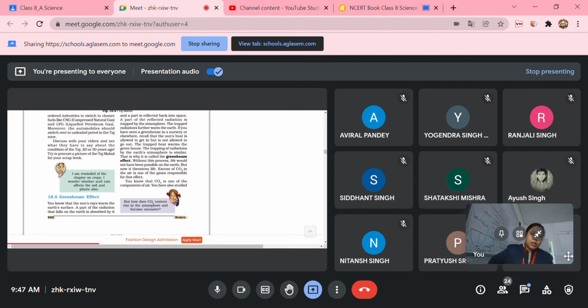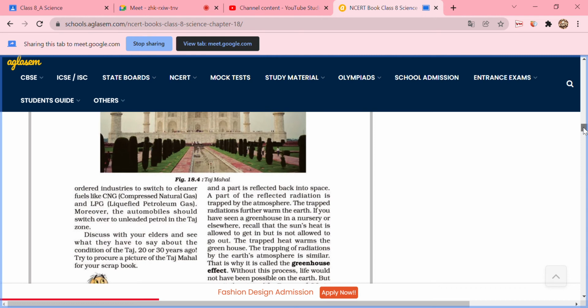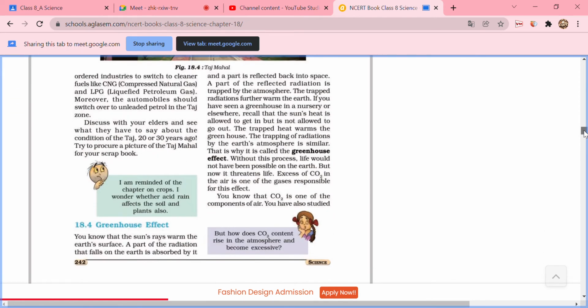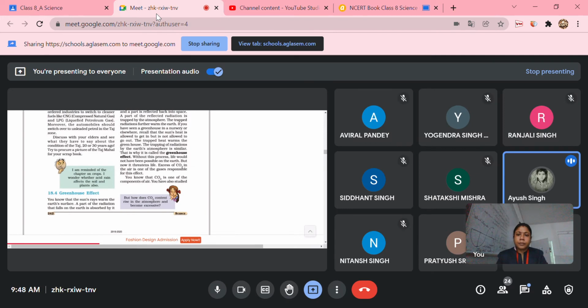Yes, Ayush, just read the greenhouse effect, start from the greenhouse effect. 18.4 Greenhouse effect. We know that the sun's rays warm the Earth's surface. A part of the radiation that falls on the Earth is absorbed by it, and a part is reflected back into space. A part of the reflected radiation is trapped by the atmosphere. The trapped radiations further warm the Earth.